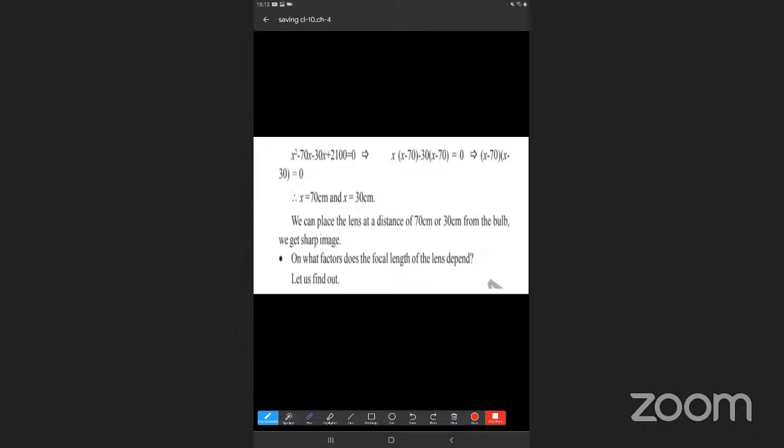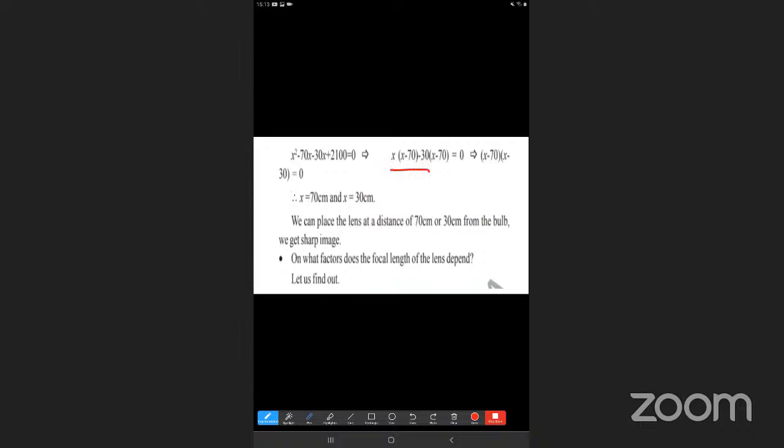x square minus 70x minus 30x plus 2100 equals 0. Right? So from this we can write x into (x minus 70) minus 30 of (x minus 70) equals 0. So what we'll get here, (x minus 70) into (x minus 30) equals 0. So we got two values, x equals 70 centimeters and x equals 30 centimeters.